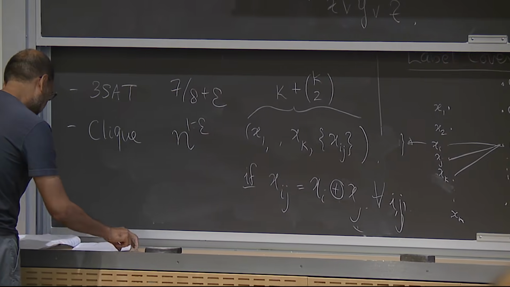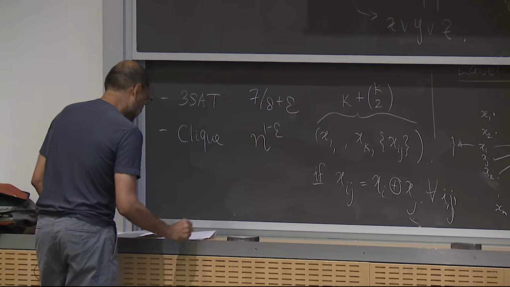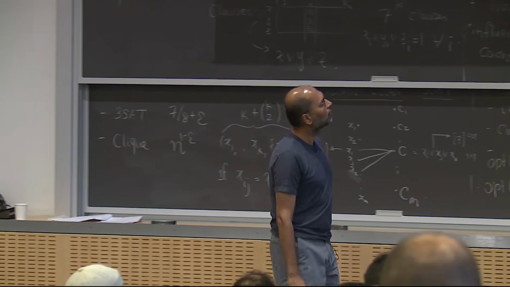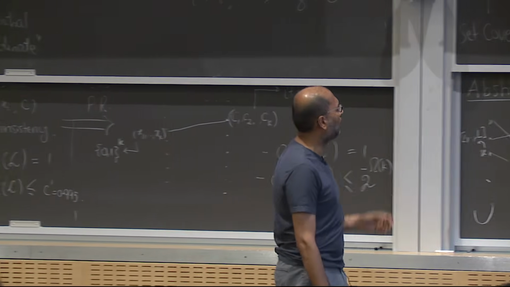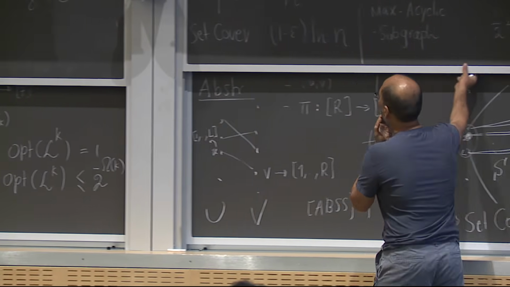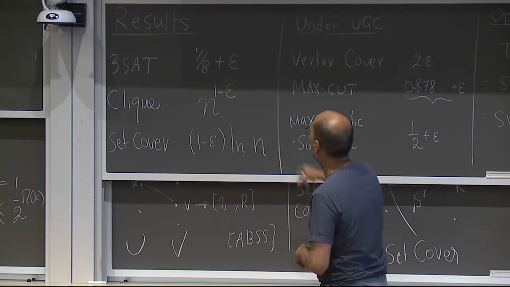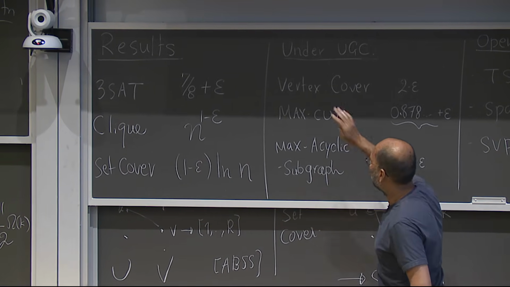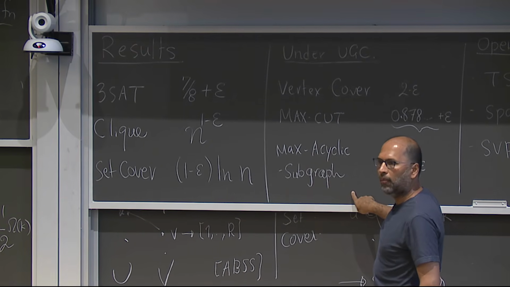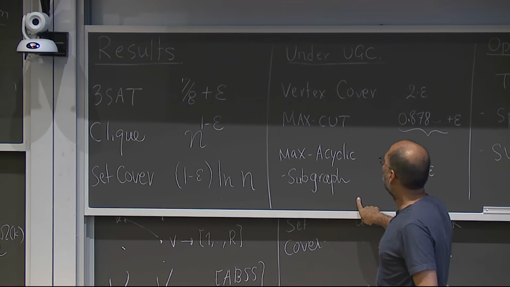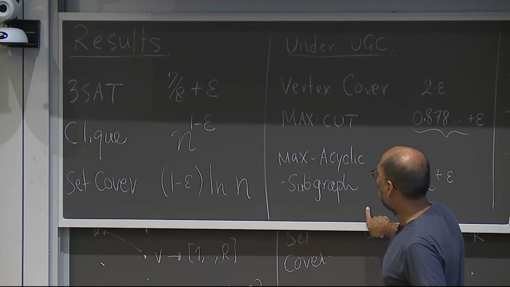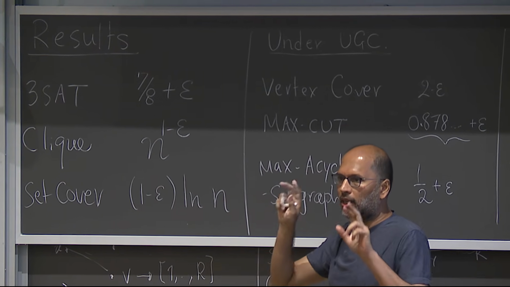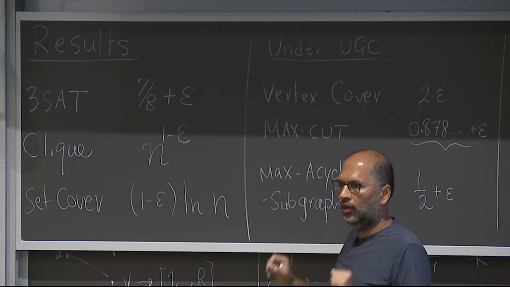What else? Yeah, we still have a couple of minutes, so I could just make some comments. I guess we did take care of 3-SAT, clique, set cover. You can essentially use this framework to also do vertex cover, max cut, max acyclic subgraph, except that the result for label cover, which we quoted, in some sense, is not good enough for this.